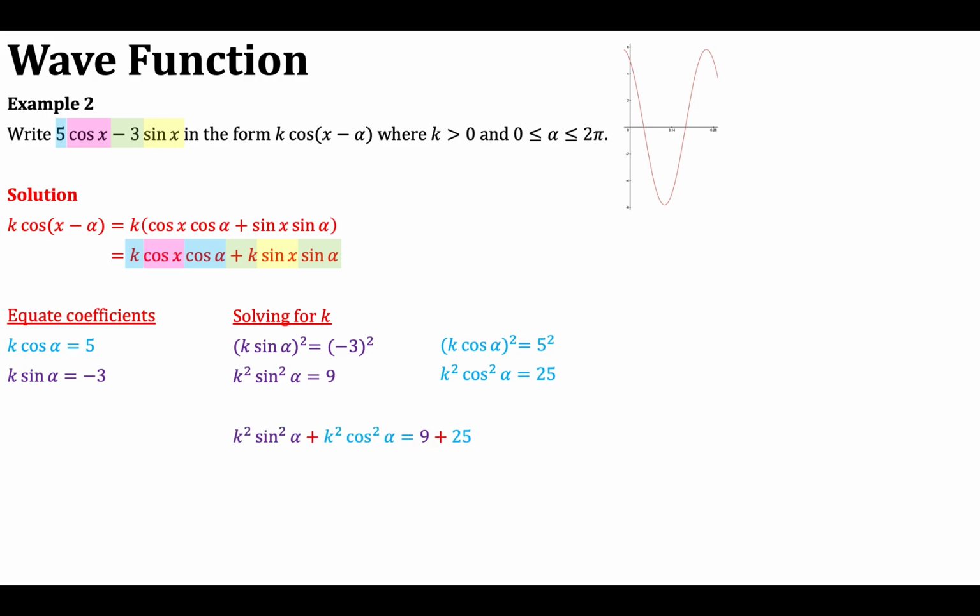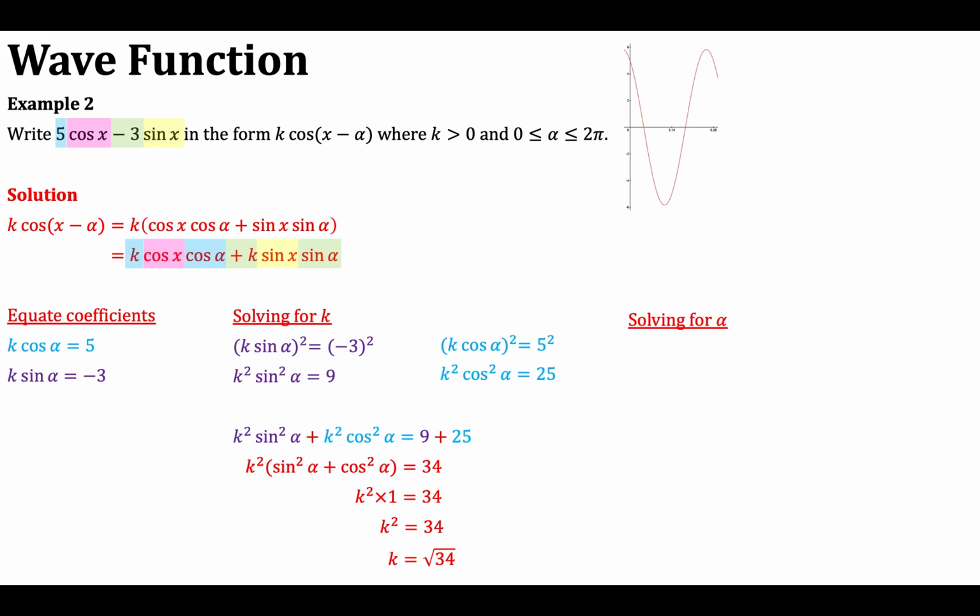If we add these equations together, you can see on the left hand side we have a common factor of k squared, and we can evaluate the right hand side. So that will give us k squared multiplied by sin squared of alpha plus cos squared of alpha, and that's equal to 34. Remember that sin squared of alpha plus cos squared of alpha is equal to 1. So k squared is equal to 34, and k is equal to root 34.